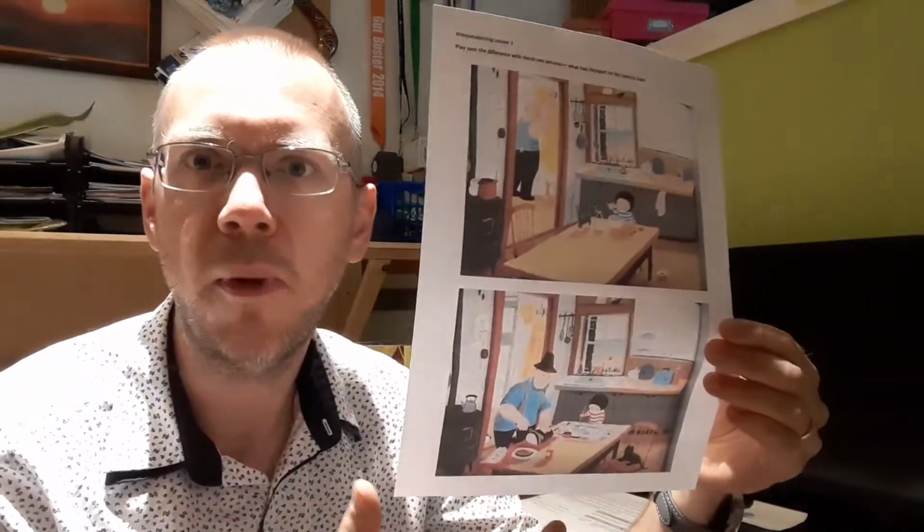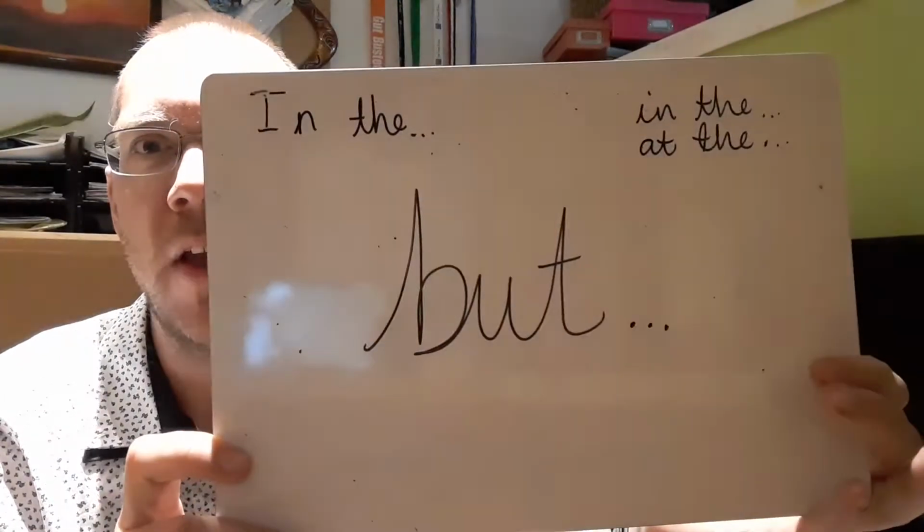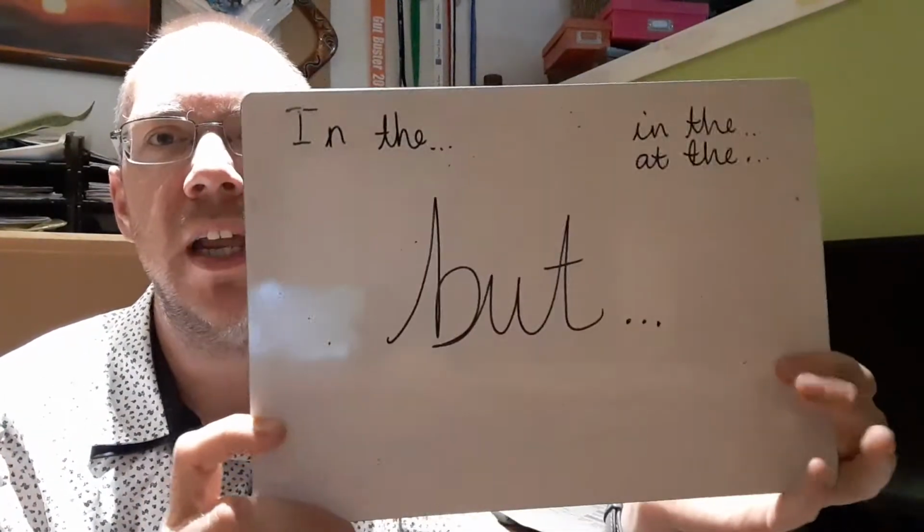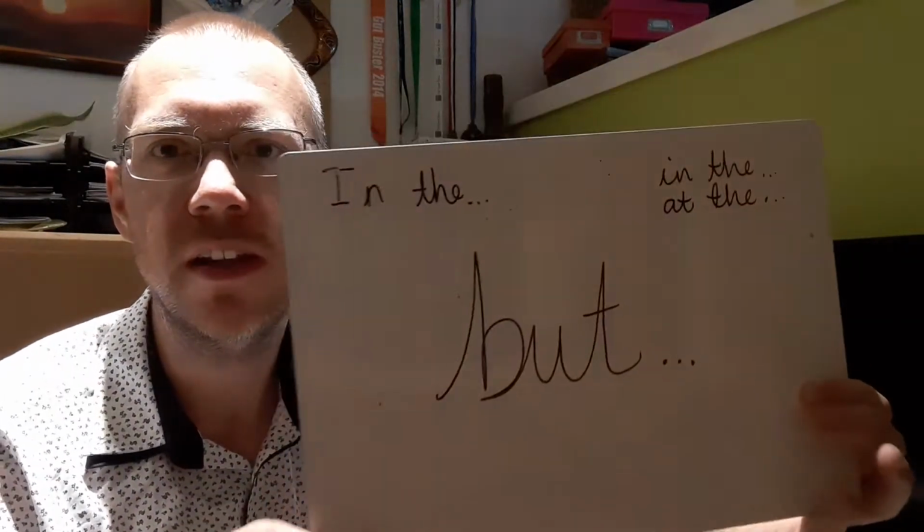You could have a look and spot the differences between them. But what we'd really like you to do is to try and write some sentences comparing the beginning and the end of the story. What's changed for Noi and his dad? And the conjunction we'd really like you to use is but. That's a really good one to use in these sentences.